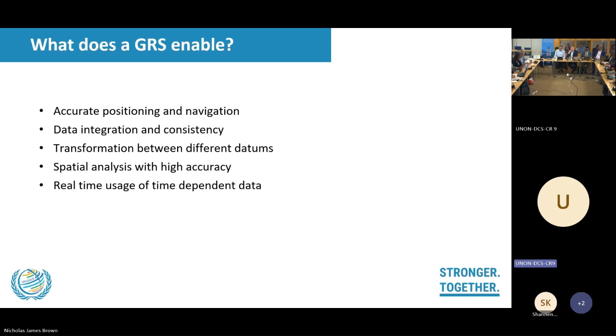So this comes down to those GIS applications that many of you would work on in your offices or you get asked to prepare information about. It allows you to bring that data together with a higher degree of accuracy. And then finally, as I mentioned, by having a reference system aligned with ITRF, you're then also in a better position to do the real-time usage of that satellite data.